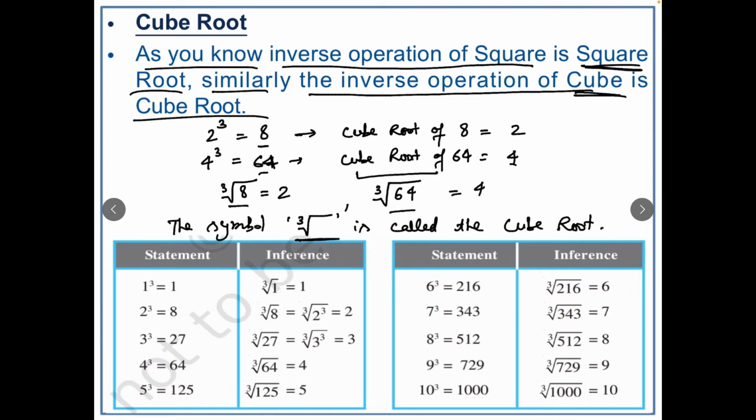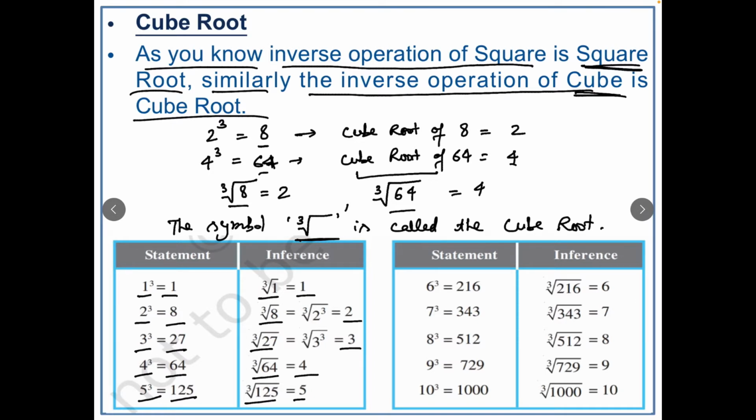I have written some cube numbers here. The cube of 1 is 1. In a similar way, the cube root of 1 will be 1. Cube of 2 is 8, and cube root of 8 is 2. Cube of 3 is 27, and cube root of 27 is 3. Cube of 4 is 64, and cube root of 64 is 4. Cube of 5 is 125, and cube root of 125 is 5.